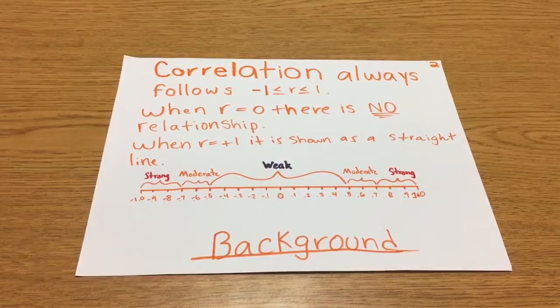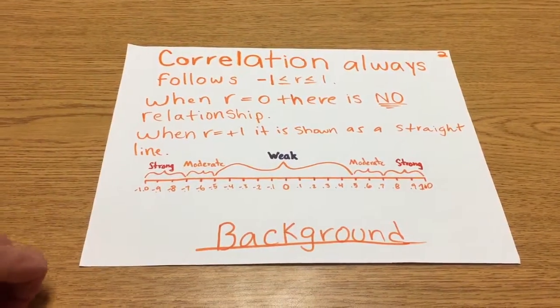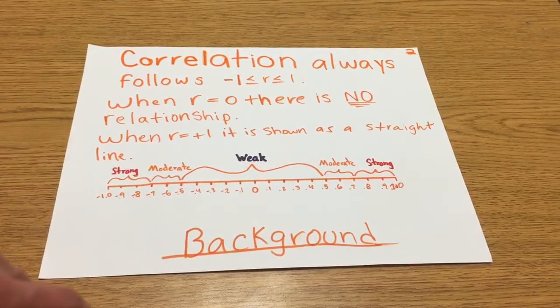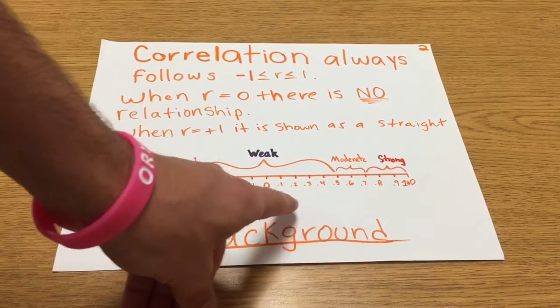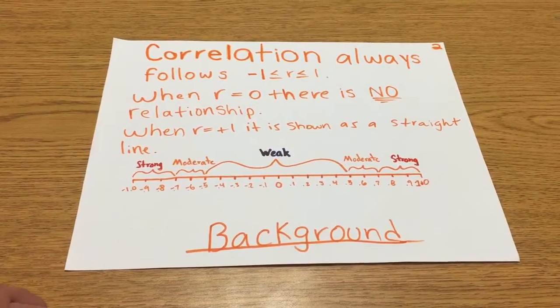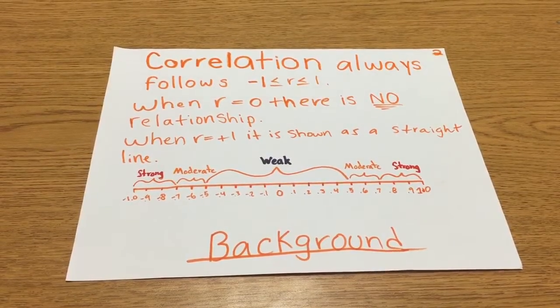This number line shows what words to use when describing the relationship. It will be either strong, moderate, or weak, depending on where it falls on the number line. From 0 to 0.5 is considered weak, from 0.5 to 0.7 is considered moderate, and 0.7 to 1 is considered a strong correlation. The same values are true when negative as well.